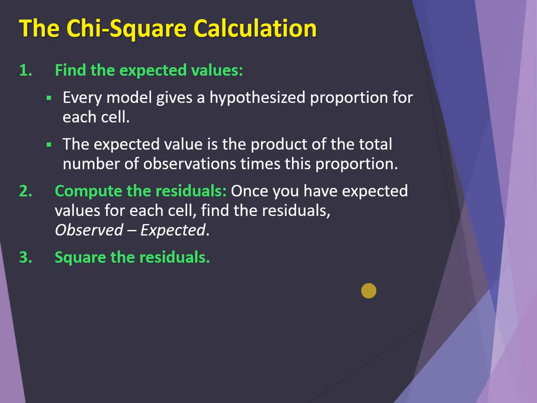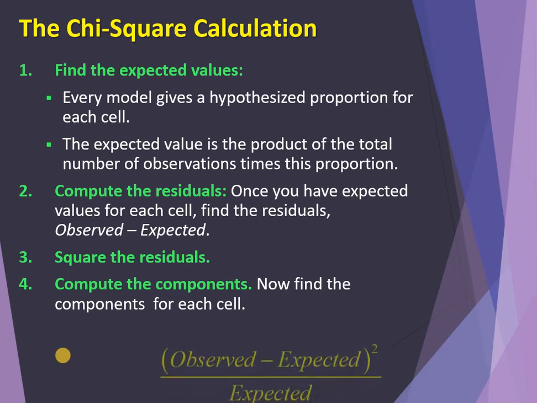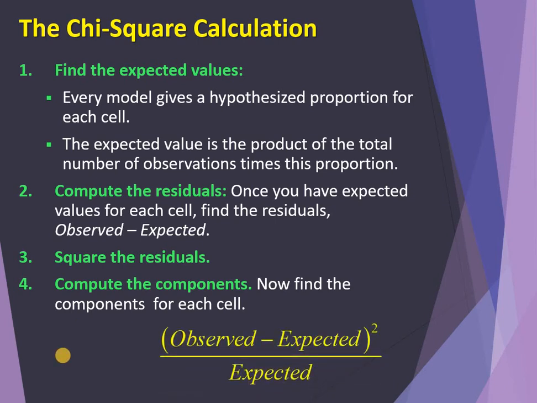Then you're going to square those residuals. So do observed minus expected squared. And then for each component, for each cell, we're going to do this calculation. So we did observed minus expected, we squared it, and we come back and divide it by whatever was expected. This sounds like a pain in the tuchus. And if you were in AP Bio and you had to do that by hand for every single cell, it is a pain in the tuchus. We're going to be doing this with your calculator.